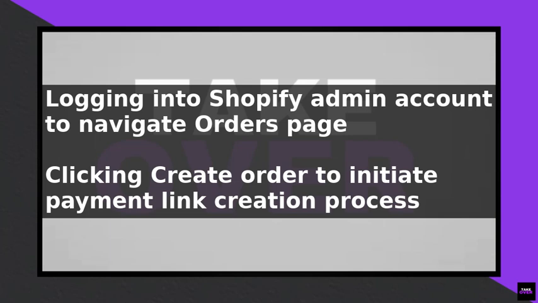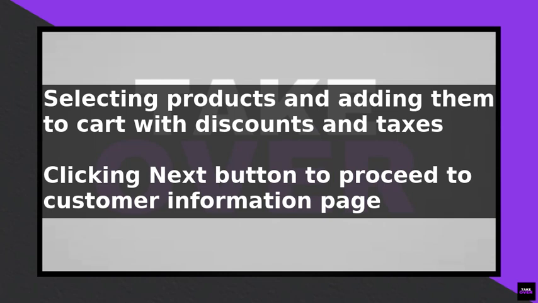On the next page, you will be prompted to enter the customer's information, including their name and email address. You can also choose to send the payment link to the customer via email or copy and paste the link manually. To send the payment link, click on the Send Invoice button and select the payment method you want to use. Shopify will generate a unique payment link that you can share with the customer.